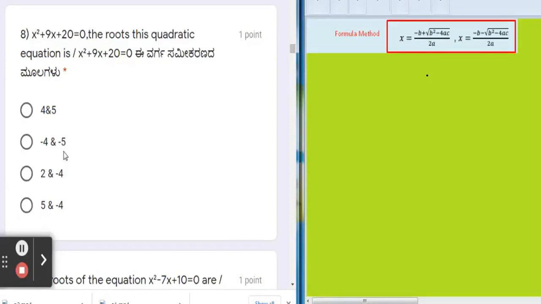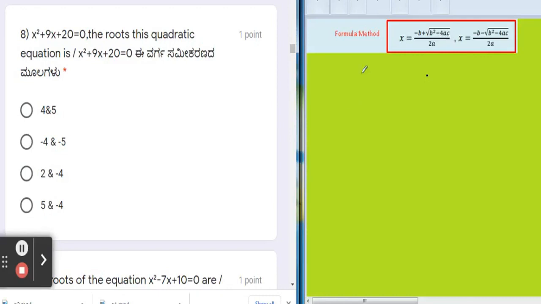Before applying the factorization method, I am going to solve this quadratic equation using factorization method. But I have given this formula method for your reference. So we can also use minus b plus or minus, one with plus, another is minus, root over b square minus 4ac, which is discriminant, by 2a. So this is the formula method. Sometimes they may ask you directly the formula. Okay, so I have just mentioned it here for your reference.